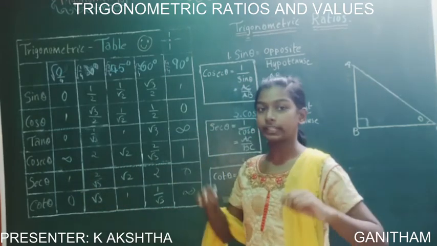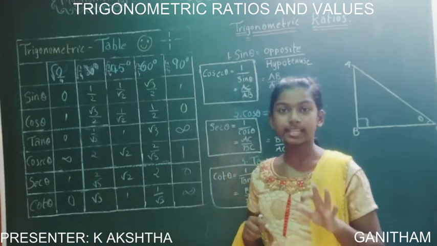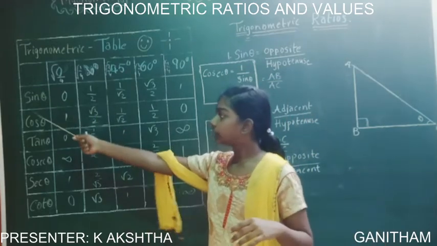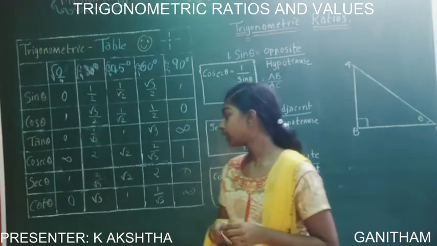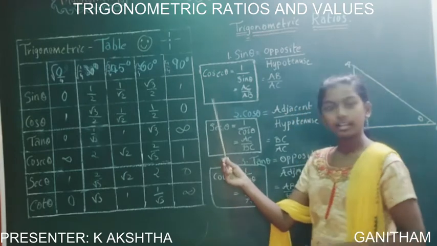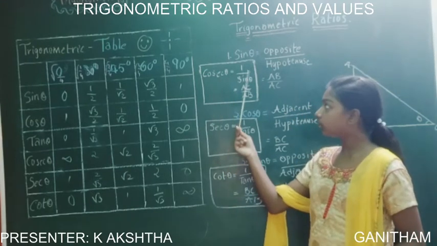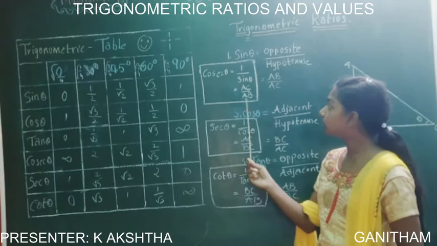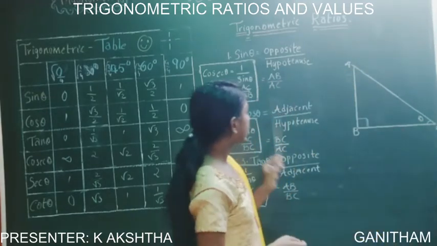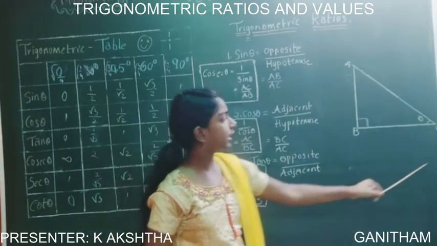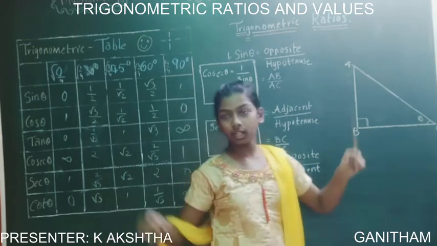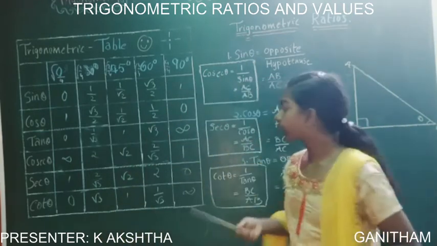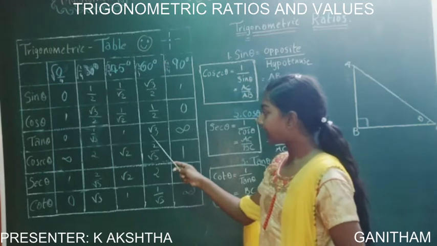And then cosec theta. What is cosec theta? Cosec theta is the inverse ratio of sin theta. Cosec theta is equal to 1 by sin theta, that is equal to AC by AB. This is the triangle. In a right angle triangle, we have all these values. That is how we write tan theta.